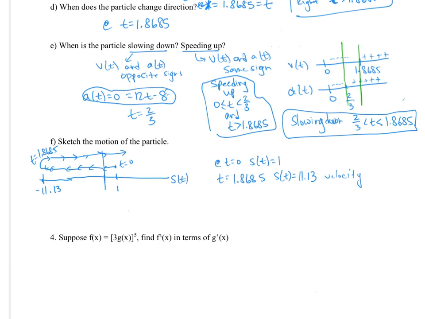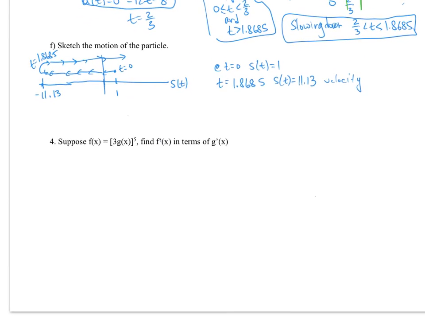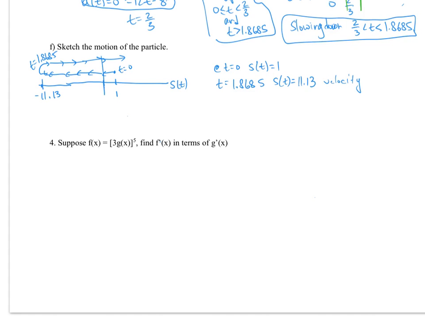Okay, moving on to the next problem, problem 4. This is a true chain rule problem. It says, suppose we are given this f of x. I need to find, hold on one sec, let me change the color of my pen. Okay, great, perfect. I'm given this f of x, and I need to find the derivative of f of x in terms of g prime of x.